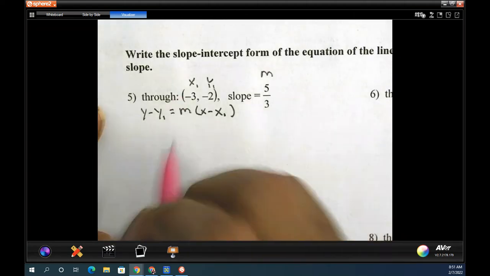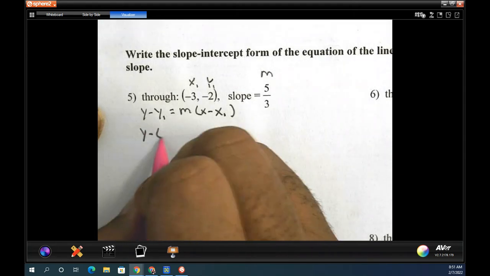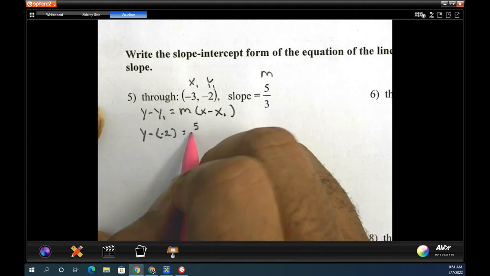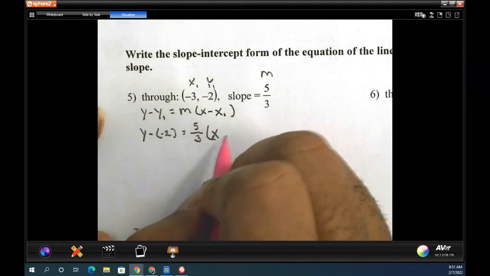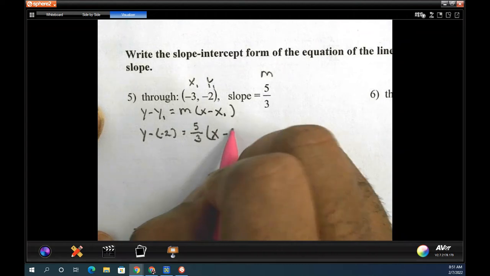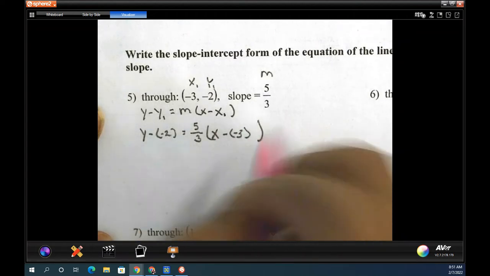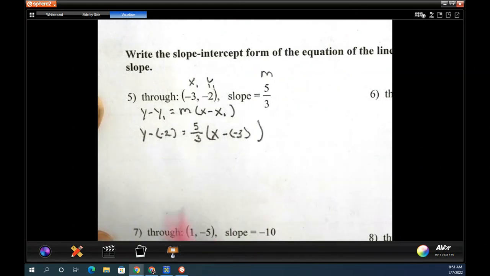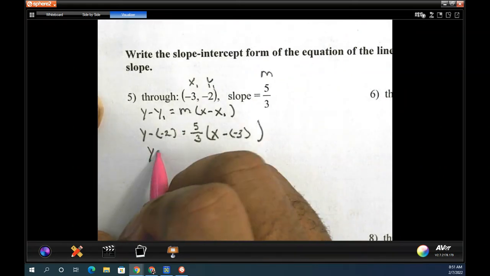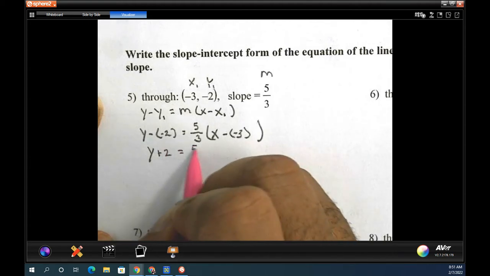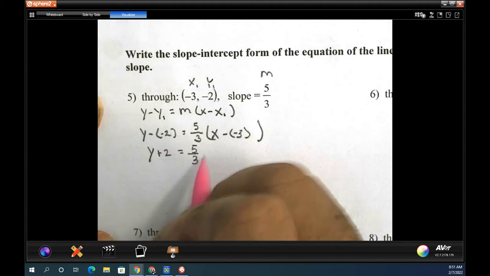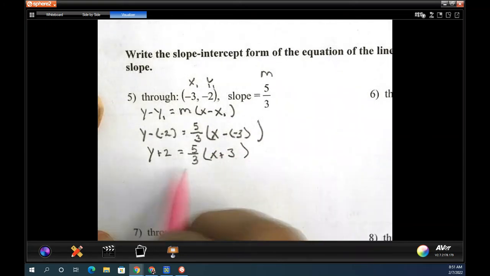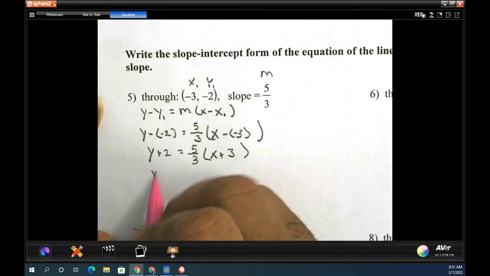So this would be y minus negative 2 is equal to 5/3 times x minus negative 3. Double signs. You got to know this. What does minus and negative turn into? Positive. So we can rewrite it as y plus 2 is equal to 5/3 times x plus 3. Now, nothing to do on the left side. It's just y plus 2.